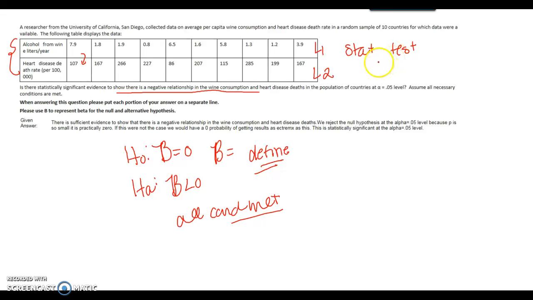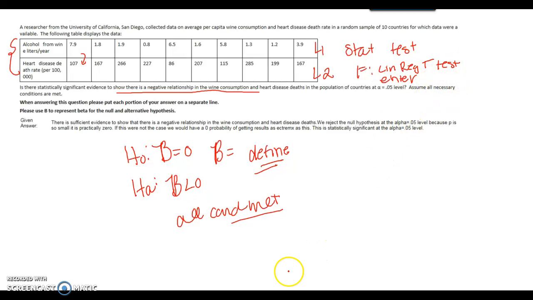So give me a second. It's letter F, and it's going to say LinRegTTest. You're going to hit enter after you get there. Then it's going to say put list 1 as X, list 2 as Y, frequency is 1. Make sure you have less than 0 for your slope. Calculate, and then notice what it does.